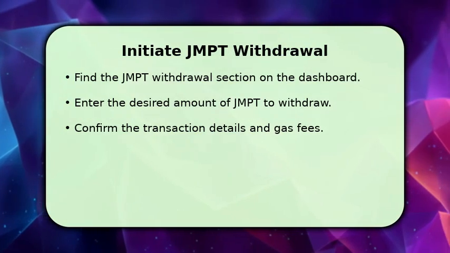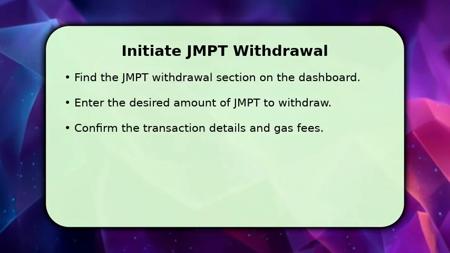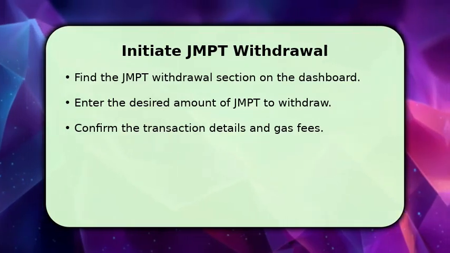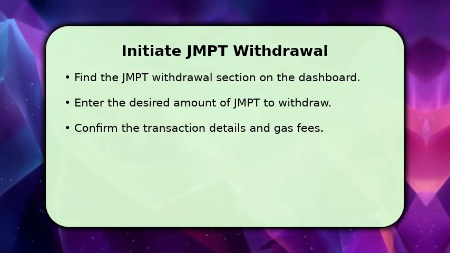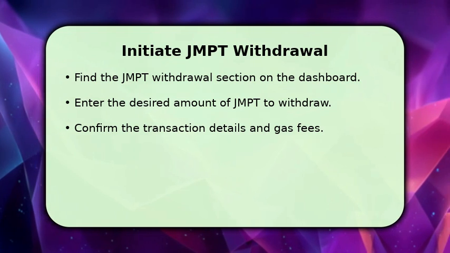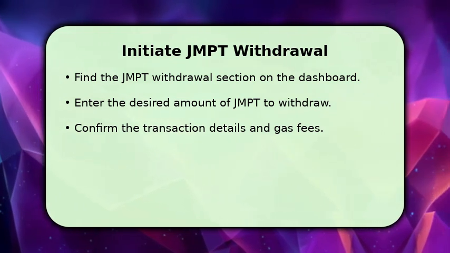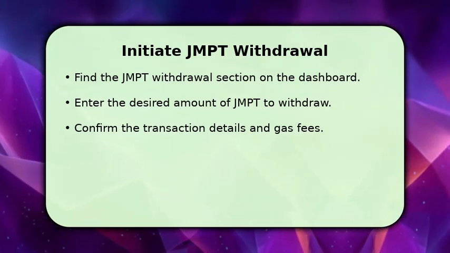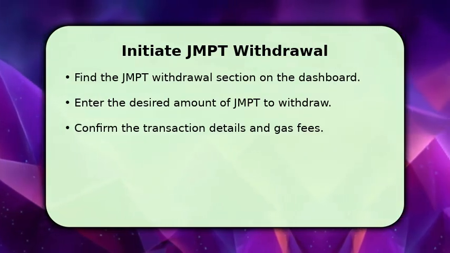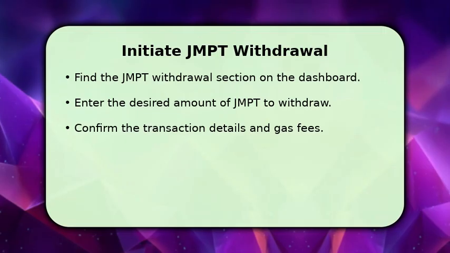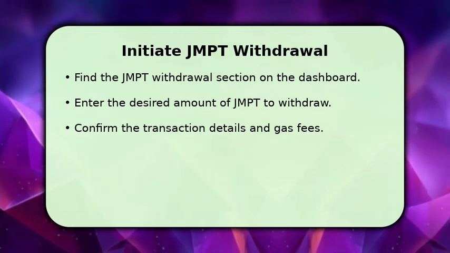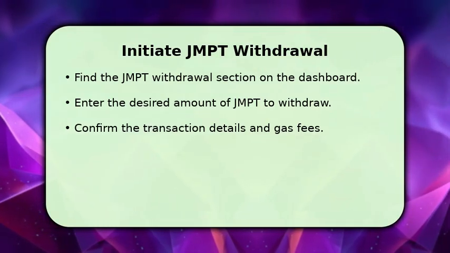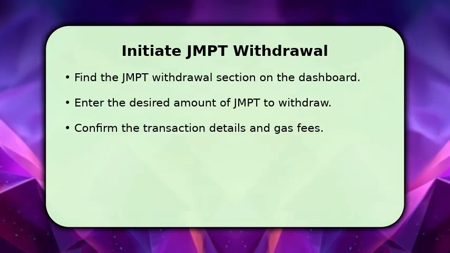Now, within the Jmpt dashboard, look for the section dedicated to Jmpt withdrawals. You'll typically see your available Jmpt balance displayed. Enter the exact amount of Jmpt you wish to transfer out of your wallet. The platform will then show you the estimated transaction fees, which are paid in BNB. Carefully review all the details before confirming the withdrawal request in your MetaMask wallet.